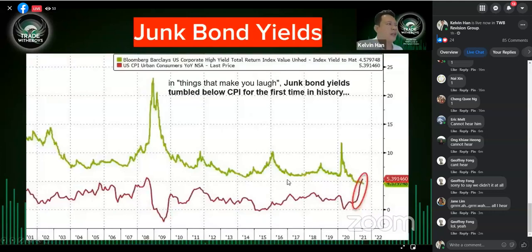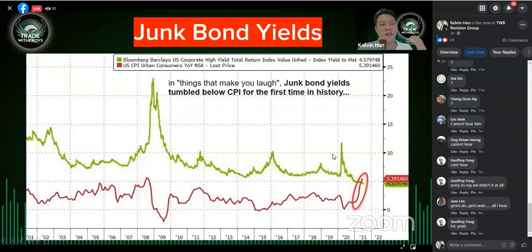So that's the point. Then, of course, this is really the first time in all our history, mankind history. The junk bond yield, the one in green, from Bloomberg Barclays US Corporate High Yield Total Return Index Value, is now trading with a yield lower than the CPI. Now, this has never happened before. This is the first time in history. So what does it mean?